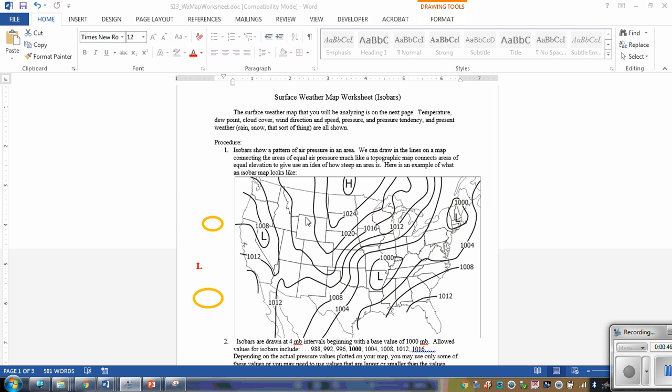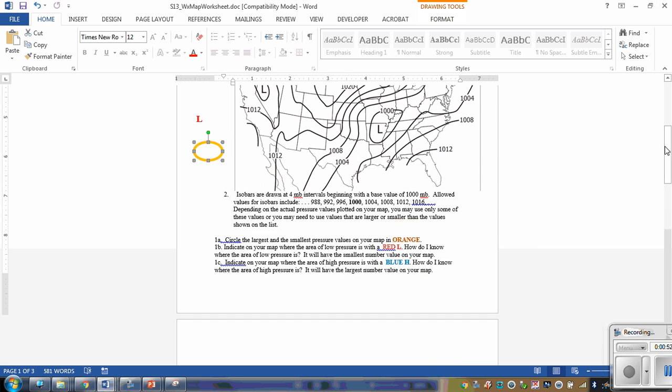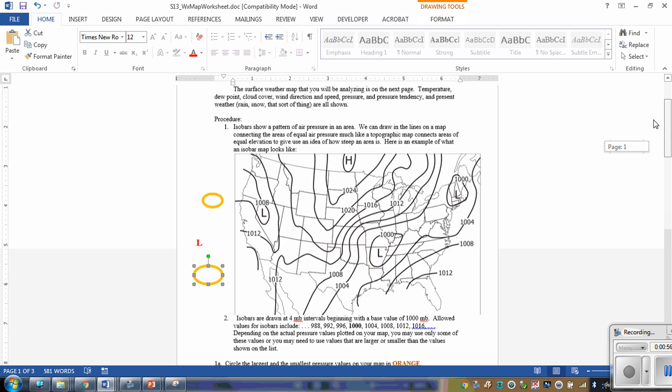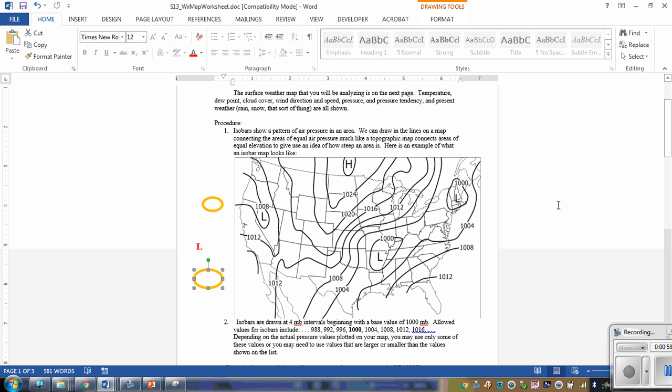So we're going to do a few things in this activity. You're going to be drawing in some isobar lines on a map, and you're going to do that on this map down here below. But before we do that, we're going to start by looking at where our areas of high pressure and low pressure are, so that you can fill them in on your map.